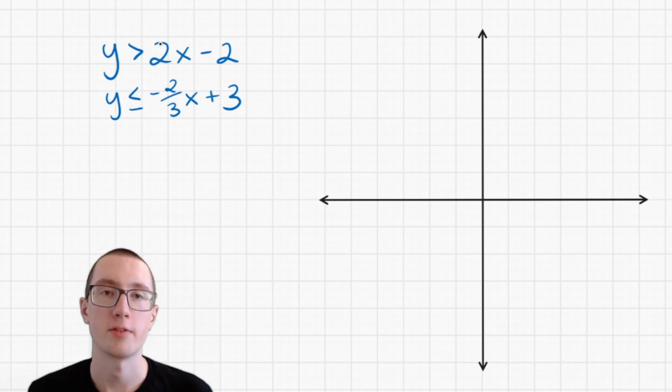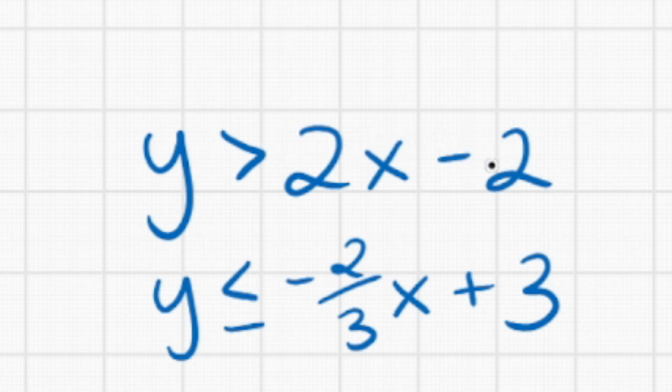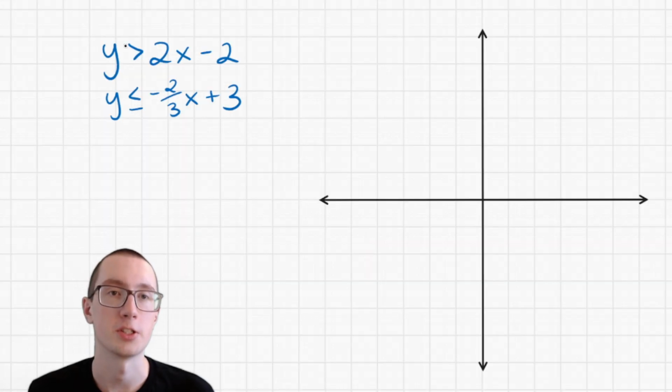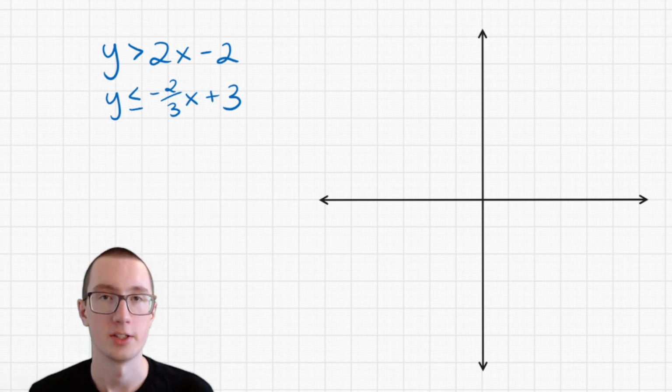So first we need to graph these two inequalities. If you're not quite sure how to graph inequalities, then I have a video on it that you can watch on the card on the screen right now, but I'll also quickly review it here. So essentially we need to graph these just like a line and then color in the right part of the graph. So for this first one, we have y is greater than 2x minus 2. Well, let's graph it just as if this is an equal sign. We need to graph the slope and the y-intercept.